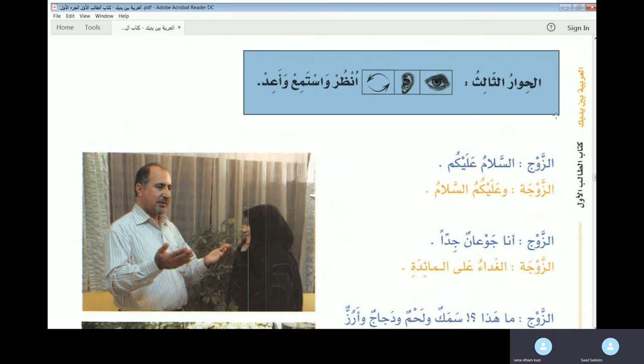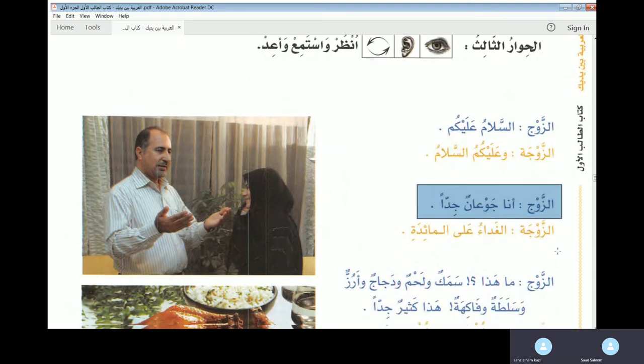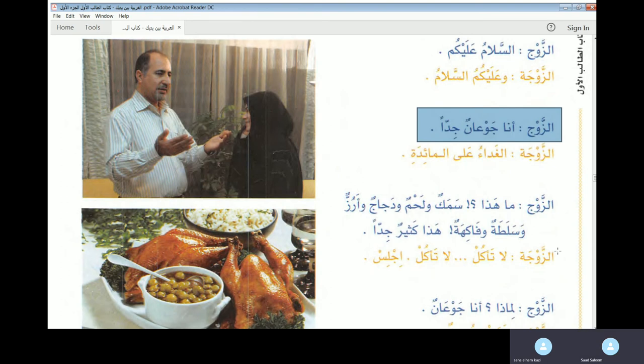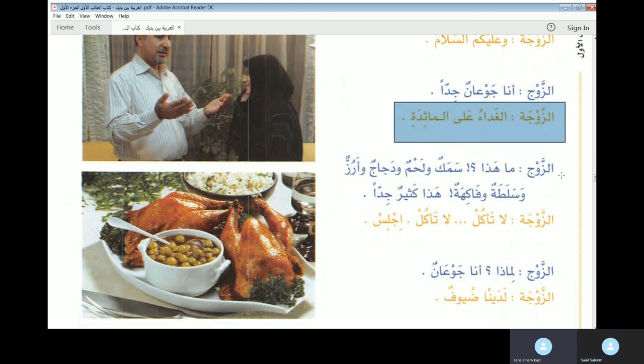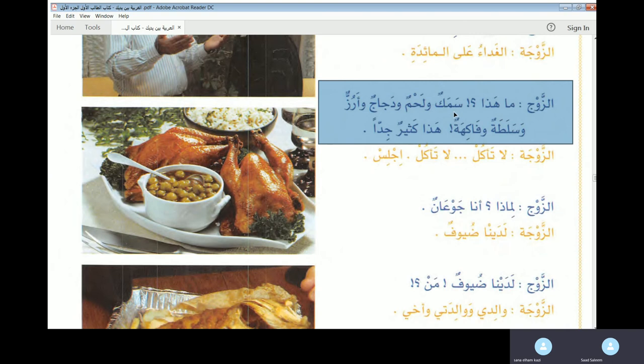Dialogue three. Look and listen. The husband: Assalamu alaykum. Wa alaykum. I'm very hungry. The lunch is on the table. On the dining table, okay. Ma hadha? What is this? Samakun, wa lahmun, wa dajajun, wa arudun, wa salatatun, wa fakihatun. Fish and meat and chicken and rice and salad and fruit.